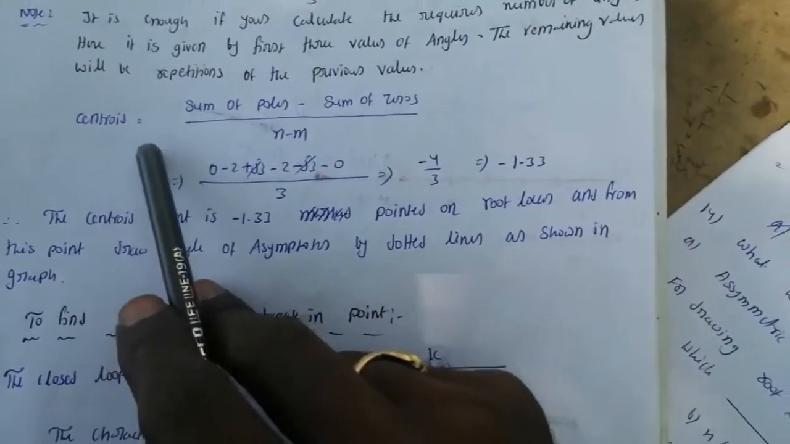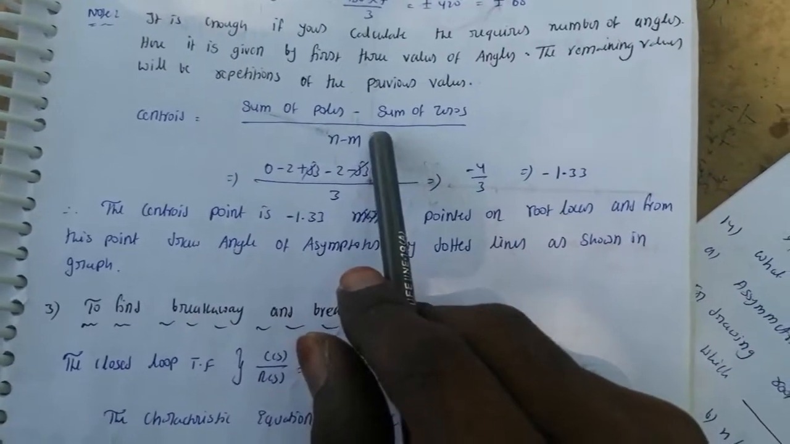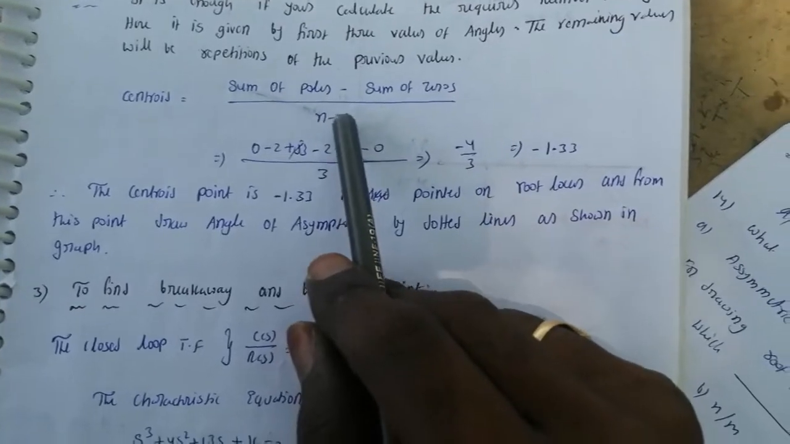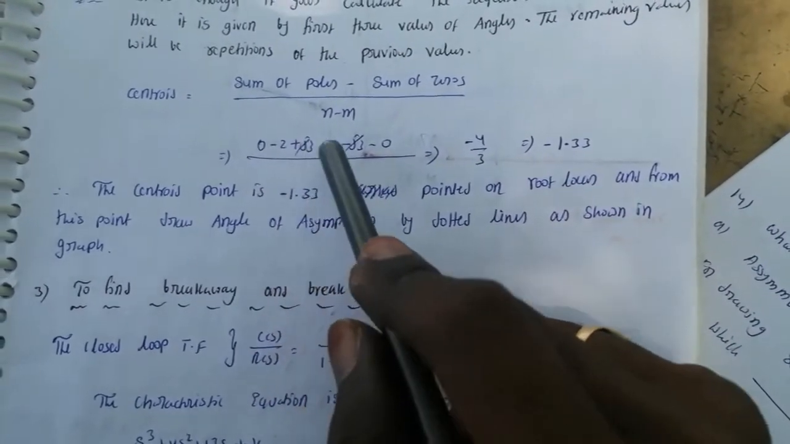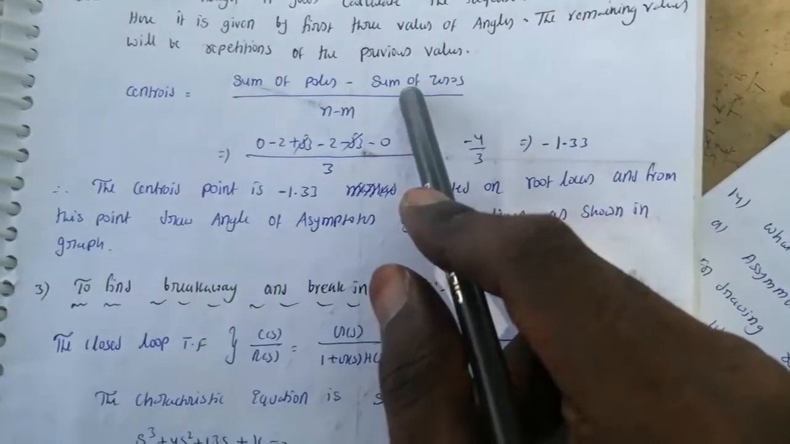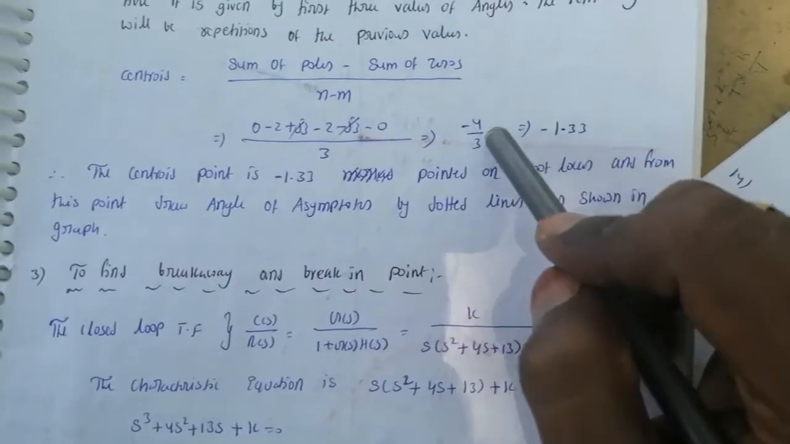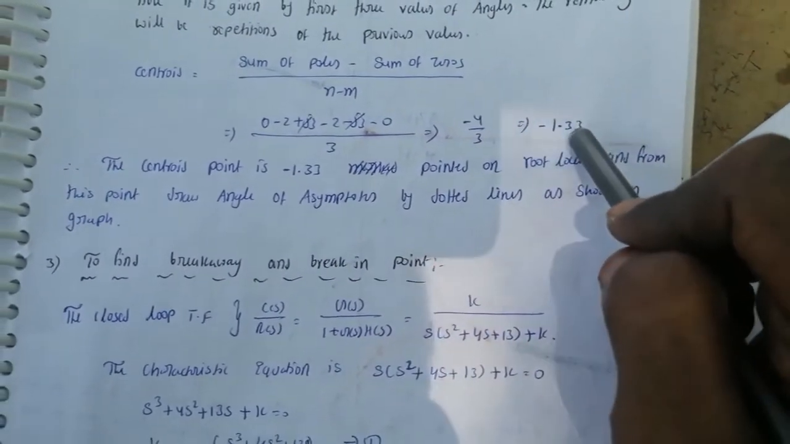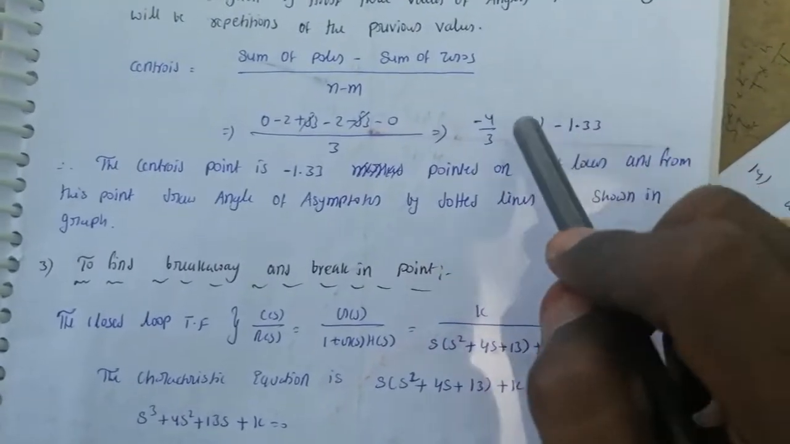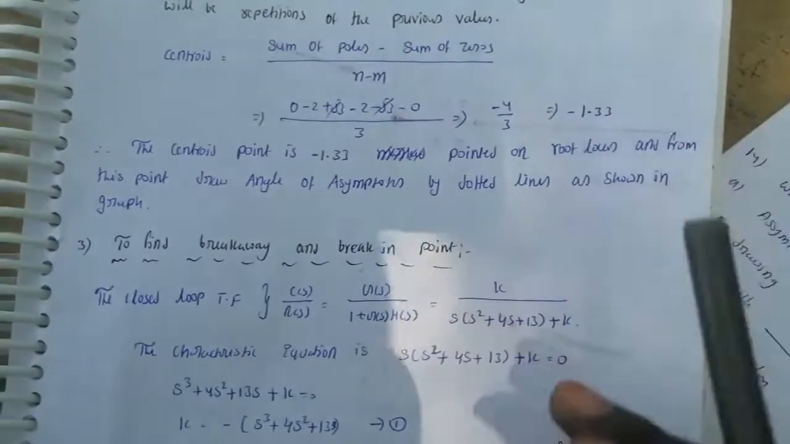Next, centroid. Centroid is equal to sum of poles minus sum of zeros divided by number of asymptotes, n minus m. Here we have the poles 0, minus 2 plus j3, minus 2 minus j3, and there are no zeros. So 0 divided by 3. Finally we got minus 4 by 3, and its value is minus 1.33. So this is the centroid point. It should be located on the real axis, that is the left-hand side.